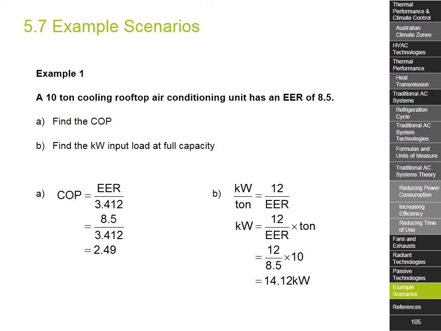For part A, the COP will be equal to the EER divided by 3.412. Therefore, the COP is 8.5 divided by 3.412, equaling 2.49. For part B, the kilowatt input is calculated by dividing 12 by the EER, which is 8.5, and multiplying by the total refrigeration ton, which is 10. This equals 14.12 kilowatts.